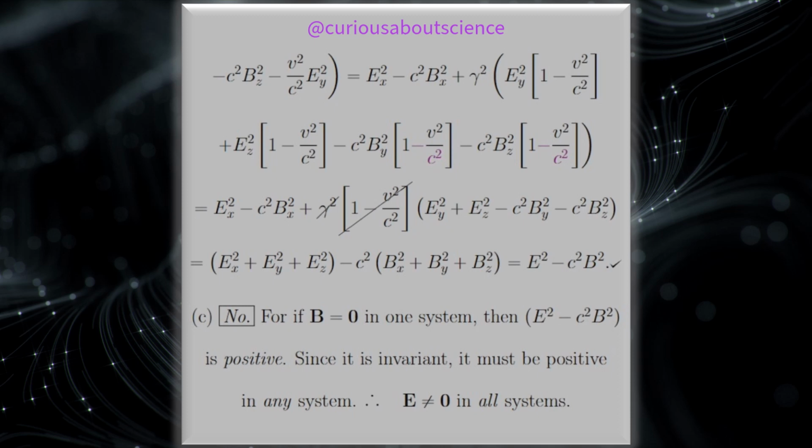We can have a field of b that is 0 in one frame simply due to how we mark what's moving and what's not. And once we transition frames, we can see that b does exist in another frame. That being said, the e still has to exist too. Thank you, invariance, for showing that.